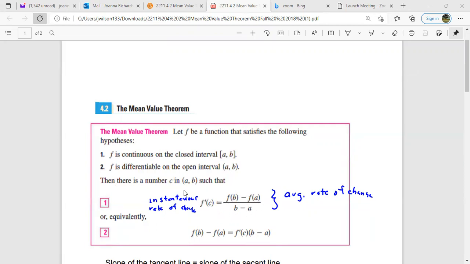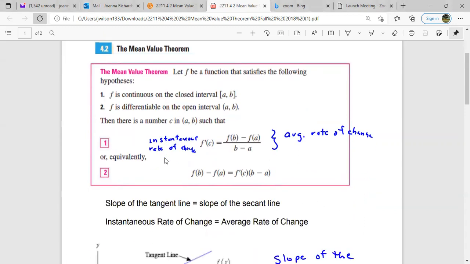So, f'(c) is the instantaneous rate of change. And you'll notice that (f(b) - f(a)) divided by (b - a) is the formula for the average rate of change. So what the mean value theorem is saying is that somewhere in the closed interval, if the function's continuous on the closed interval and differentiable on the open interval, the instantaneous rate of change is equal to the average rate of change. You can also write it this way if you want.